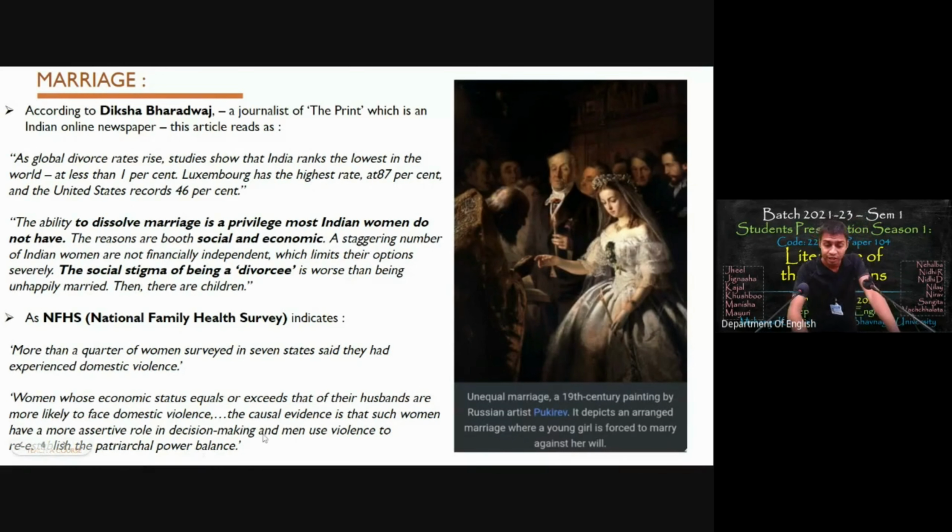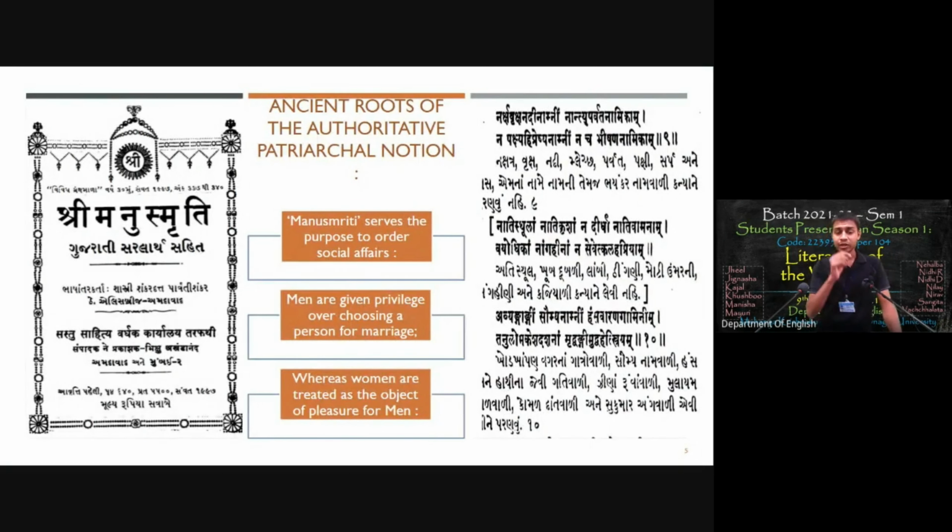But he wants to establish his patriarchal power by beating the woman who is more prodigious, you can say, or talented than him. So why does this happen? Where are the roots of these kinds of things? Here I have taken very ancient roots of the authoritarian patriarchal notion. So where does this notion come from? Where does this patriarchy come from?